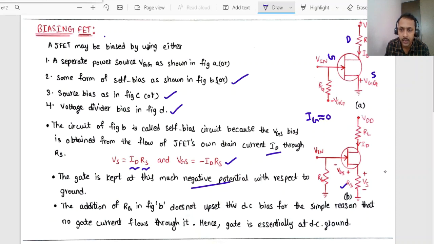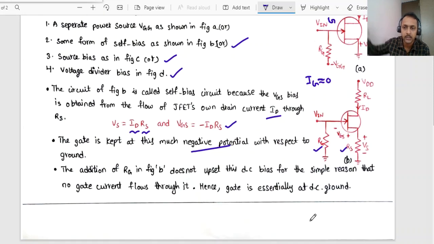Now because of this extra resistor RG added to the gate terminal, it is not going to upset the DC bias, because no gate current is flowing. No gate current will flow through this terminal. So here the gate will be at DC ground potential, as no current flows through the gate terminal because of its high input impedance.